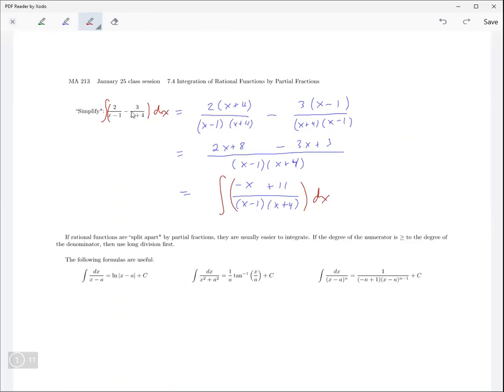This is much easier. Because this right here, you just use this formula twice. Use it right here and use it right there. So dx over x minus a is the natural logarithm of x minus a plus c, and you're done. This one is harder to integrate. And in fact, to integrate this, you actually have to put it in the original form.